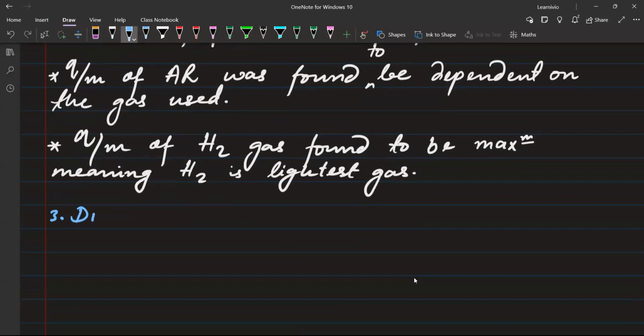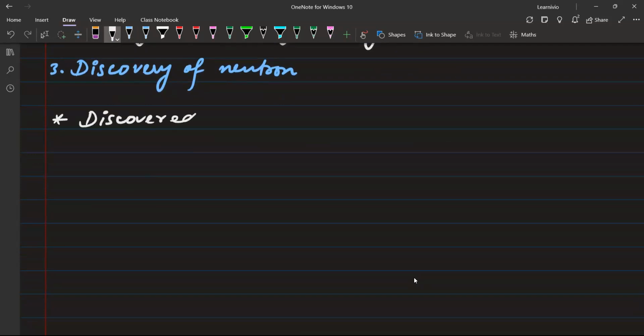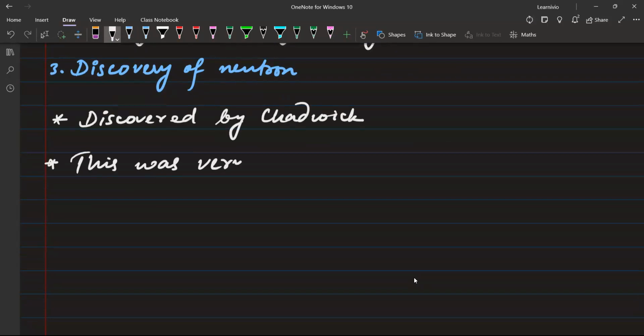Third point is discovery of neutron. This was discovered by Chadwick. Very few points in the discovery of neutron. Discovered by Chadwick. The only thing you need to know about the neutron is why it was so late. This was very late as neutrons are not charged particles.